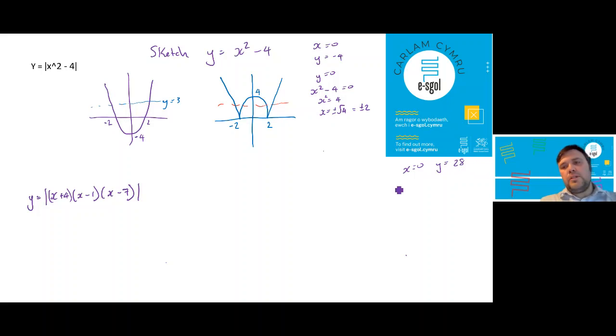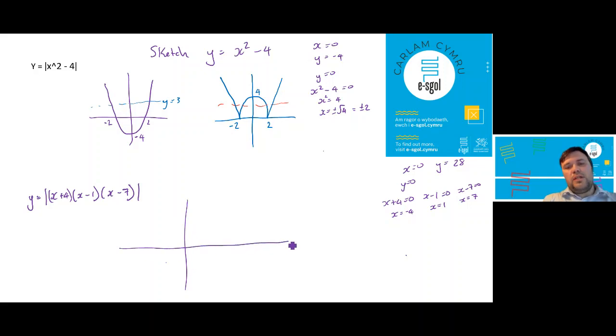And then if you put y equal to 0, you're going to have x plus 4 is equal to 0, x minus 1 is equal to 0, and x minus 7 is equal to 0. So x equals minus 4, x equals 1, and x equals 7. So the graph of which, without the modulus, will be minus 4, 1, and 7, and going through 28. So it'll come up, down, and up.